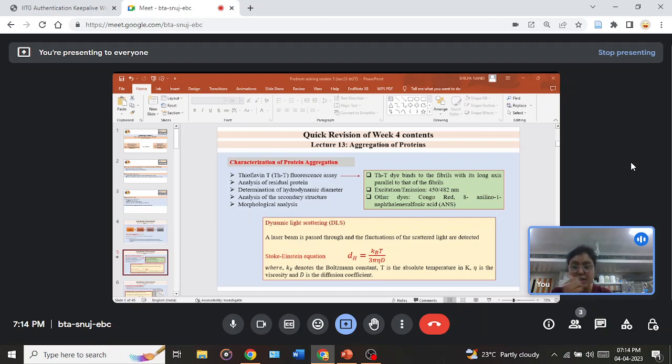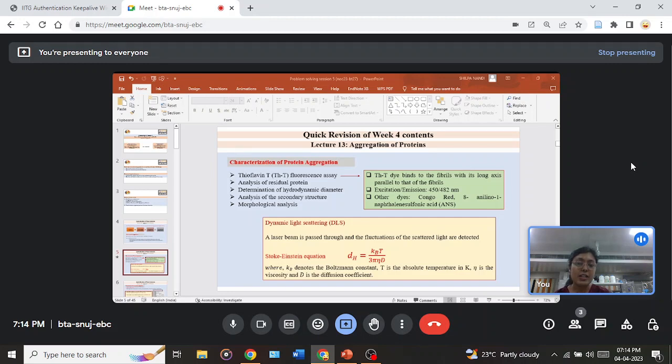Then we'll also discuss the determination of hydrodynamic diameter. So this is basically an assay. This is determined by using an instrument called dynamic light scattering, that is DLS, in which a laser beam is passed through the sample, and the fluctuations of the scattered light are then detected. This instrument is based on the Stokes-Einstein equation, which is given as dH equal to kBT divided by 3 pi eta D.